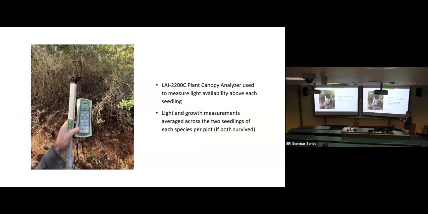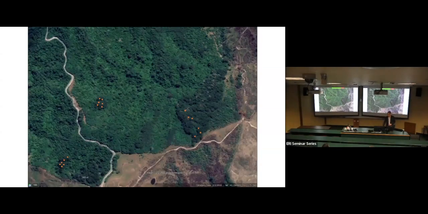We used this wonderful instrument, the LI-COR plant canopy analyzer, to measure light environments above each seedling. This is a terrific instrument that gives you high quality data. Here we're just showing you roughly the distribution of the plots. Now these are not randomly sited. There wouldn't be much point in that. They're sited to maximize the range of light environments, to grow species across a wide range. So some are beneath tree-fall gaps, some beneath the darkest parts of the stand, some in intermediate environments. There are 6 plots in each of the beech stands and 6 plots in each of the broadleaf stands.